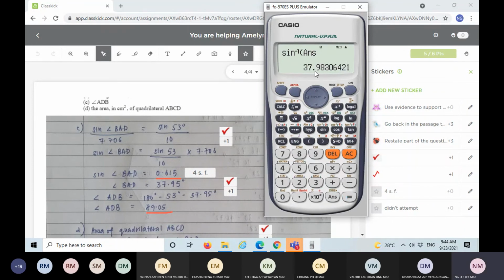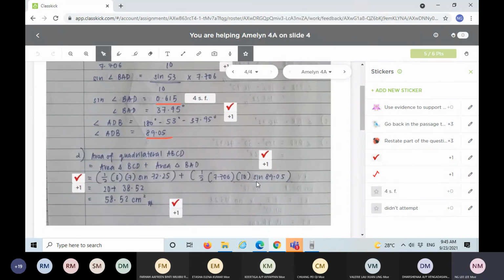You see, my answer 37.98. Your answer 37.95. Already different by 0.03, because for all the answers I want 4 significant figures. Okay? And then you carry your mistake here. I mean, not the mistake lah. Okay, it's the inaccuracy. So you carry here and then carry here and then carry to your final answer. Then some more carry down, I think, to part D. You see, some more carry down to your part D, the 89.05.